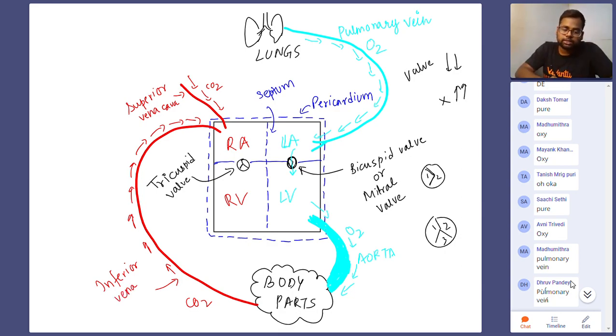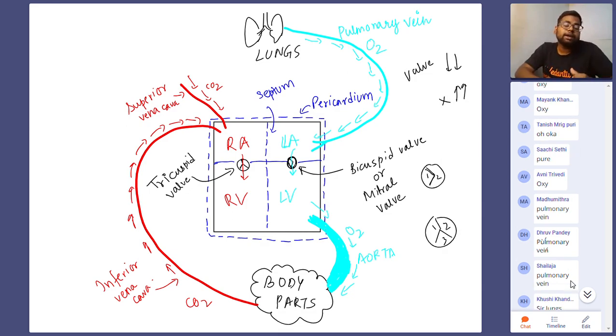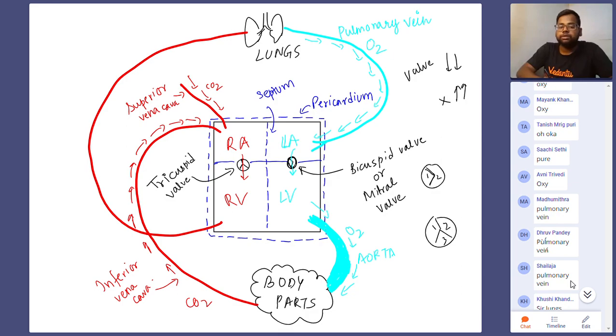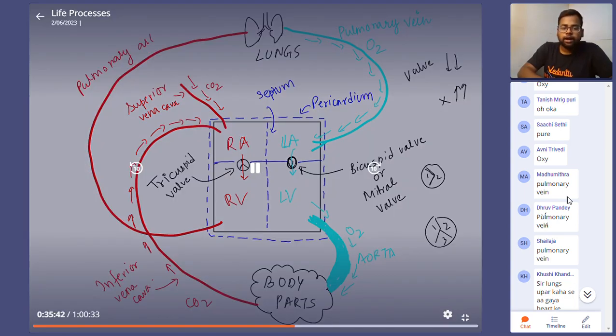Now the blood will reach the right atrium. From the right atrium, it will go to the right ventricle. From the right ventricle, blood will go to the lungs for oxygenation, so that this carbon dioxide rich blood will be converted into oxygen rich blood. So from the right ventricle, it will go to the lungs for purification. And who is carrying it? Pulmonary artery.